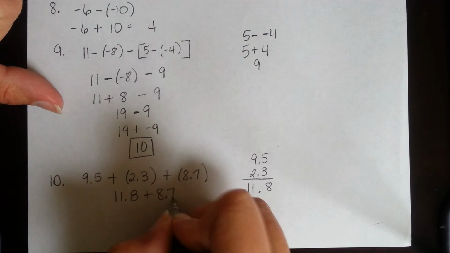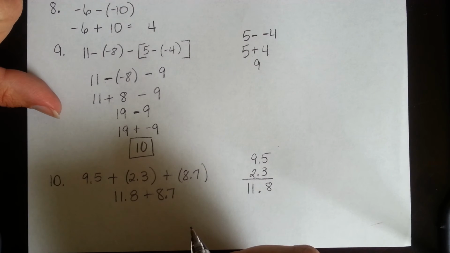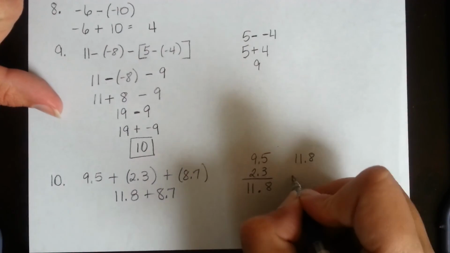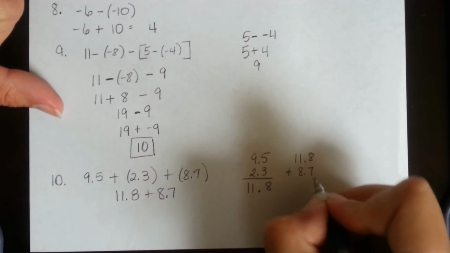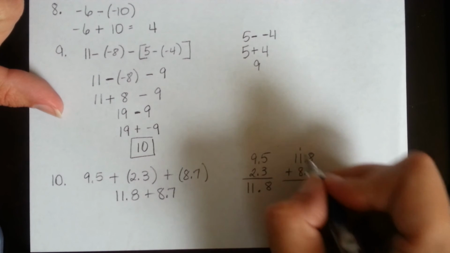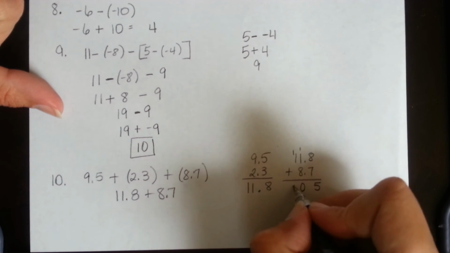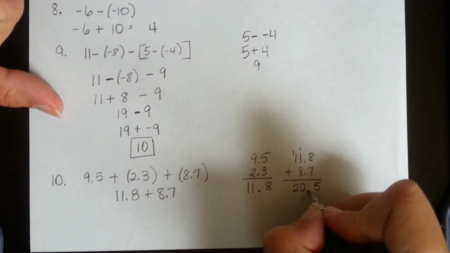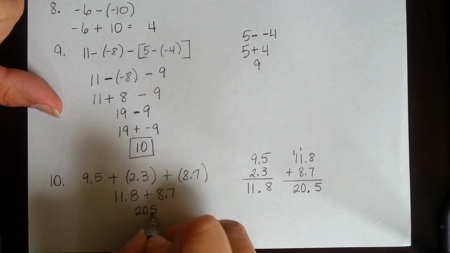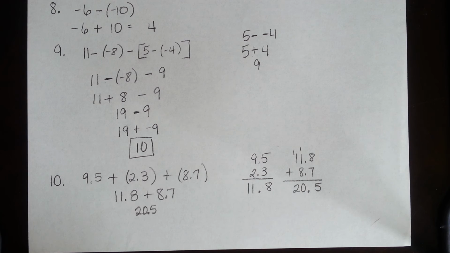Plus 8.7. Same thing. They're both positive, so they have the same sign. So we're going to keep the positive sign. We want to come over here and add 11.8 plus 8.7, remembering to line up the decimal again. 7 and 8 gives us 15, carry our 1. 8 plus 2 would be 10, carry a 1. 1 plus 1 is 2. Bring down our decimal. So this would give us a 20.5. Since they had the same sign, we would keep the sign after we added the numbers.